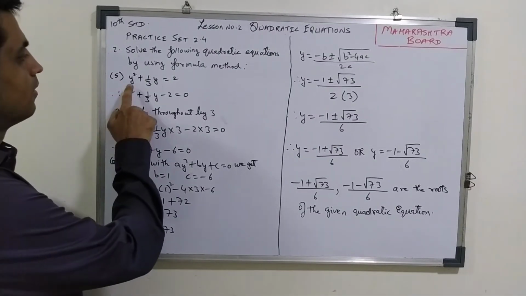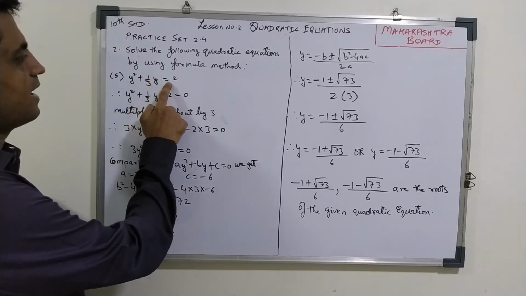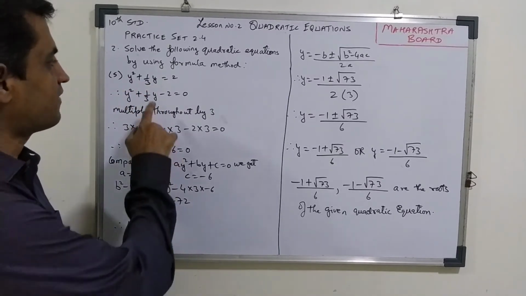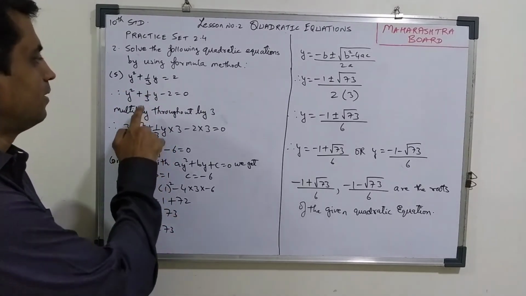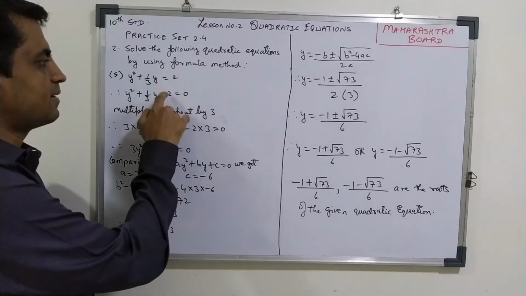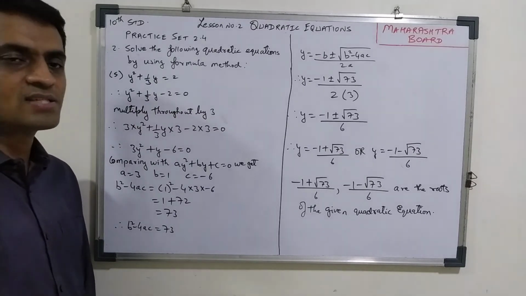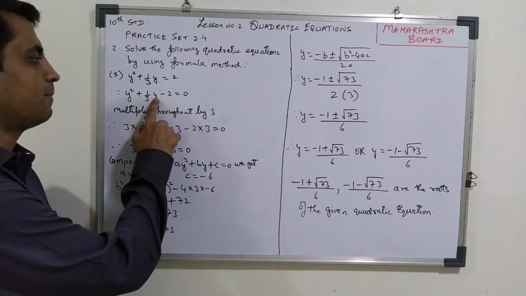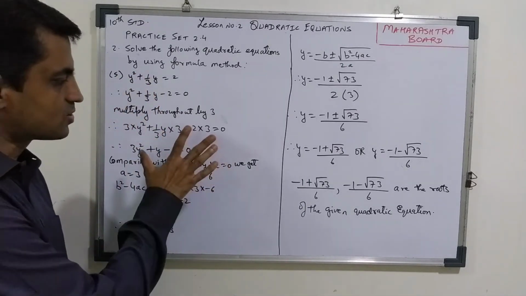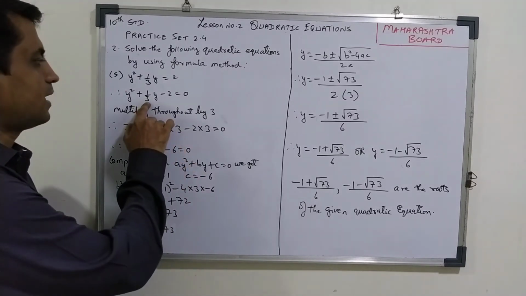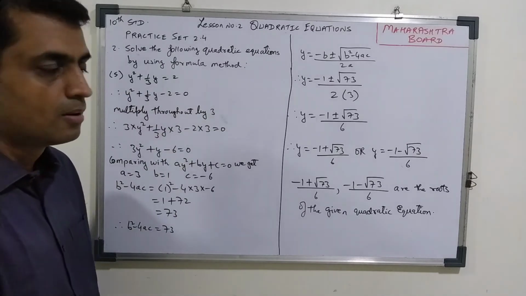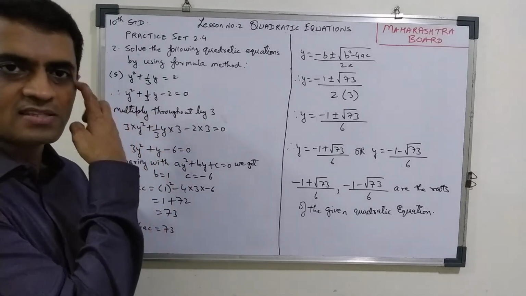Fifth sum, y square plus 1 upon 3y is equal to 2. Now the difference is that in earlier sums fractions were not there. Here the fraction is there. No problem. Since the fraction is there, first of all we will make it in the standard form. Bring this to this side, it becomes minus 2. So we got y square plus 1 upon 3y minus 2 is equal to 0. Now either you keep 1 upon 3 as it is and solve the sum, or you take this 3 out of the denominator, because with fractions sometimes you might face difficulty.